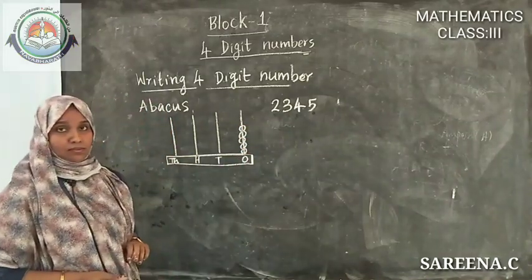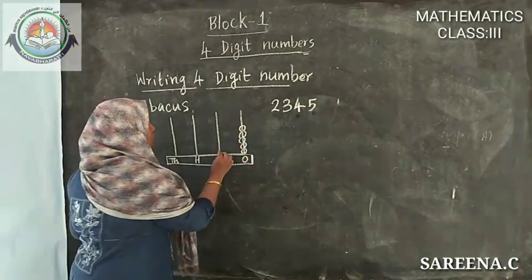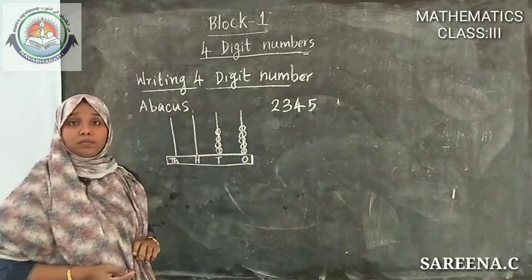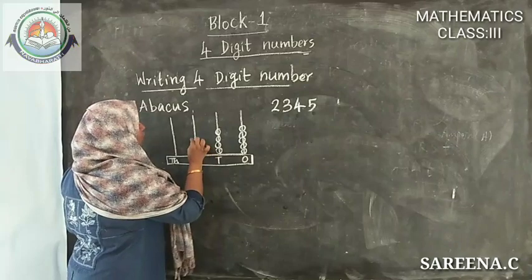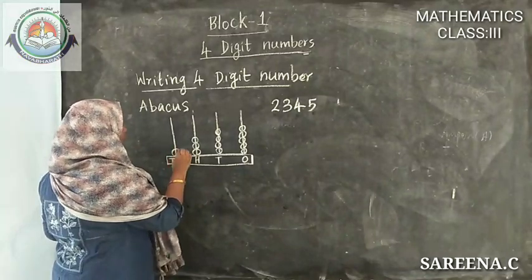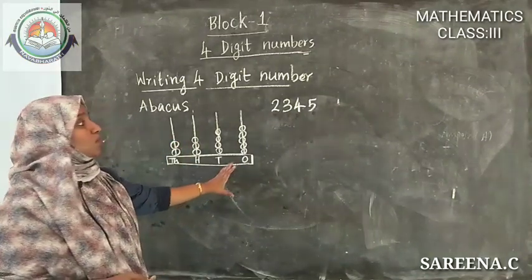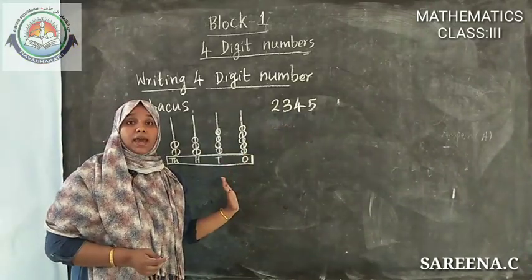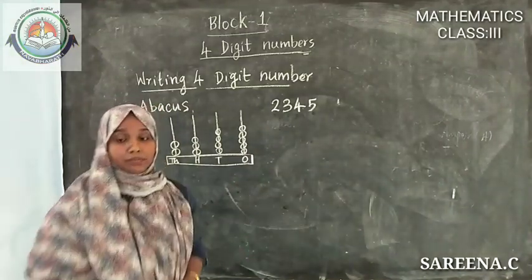So I am going to draw here 5 beads. Then in the tens place our number is 4, so I draw 4 beads, in the hundreds place we draw 3 beads, and in the thousands place we draw 2 beads. This is the representation of showing this number in an abacus. We can see another example.